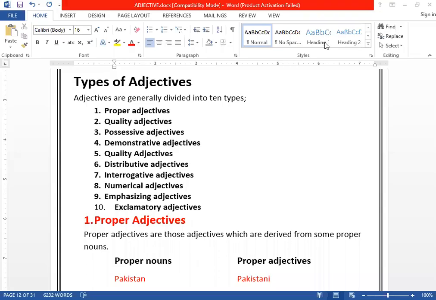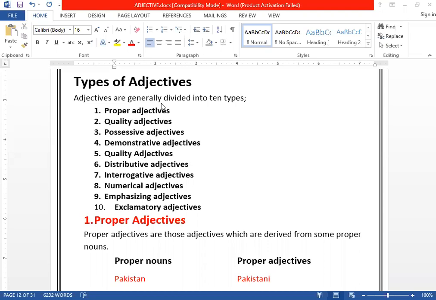Okay, Bismillahirrahmanirrahim. We are here with another video lecture. In previous lectures, we have studied adjectives, their order, cases of adjectives, and then we studied degrees of an adjective. So today we want to come towards the types of adjectives.